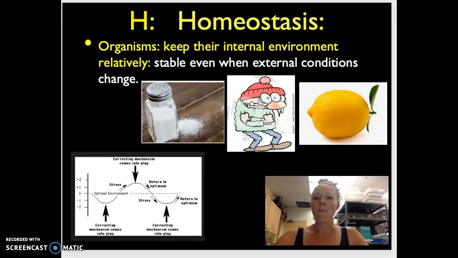H is a big word, homeostasis, but it's a very important concept in biology. We have to maintain homeostasis. We have to keep our insides at a stable environment, in a steady state, meaning we have to remain about the same temperature, have about the same amount of salt, and about the same pH in our body at all times. There are many, many ways that we maintain homeostasis. This is just 3 examples.